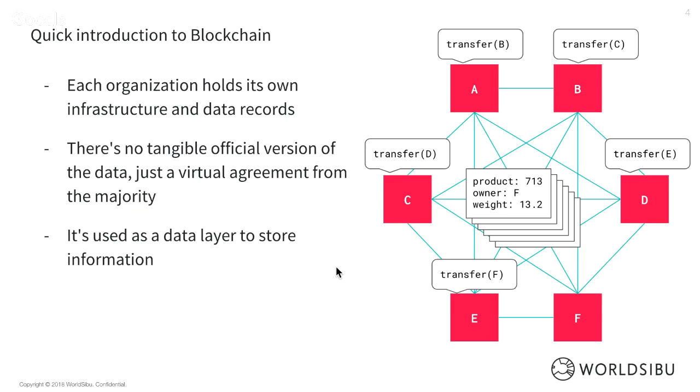And the third thing that you can conclude is that a blockchain is used as a data layer. It's just that. It's just like an extra database in your application that you use when you have to replicate data between multiple organizations. Or actually, you don't have to trust these organizations. You want to trust your own data.